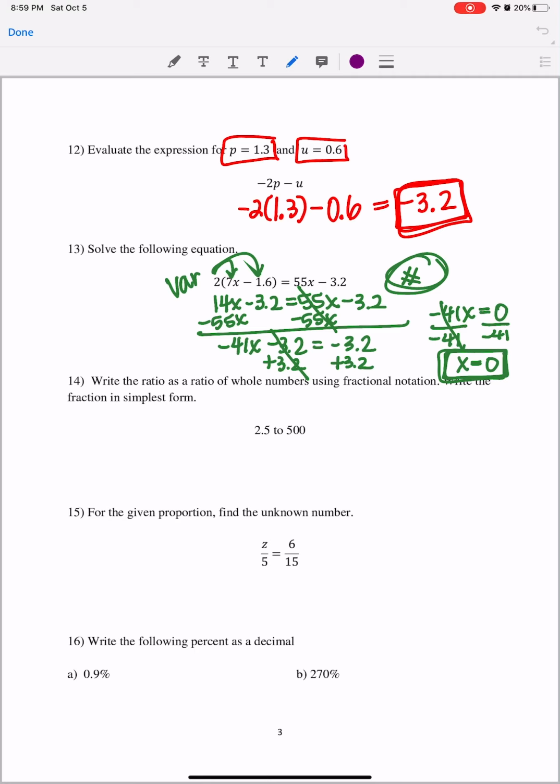14, write the ratio as a ratio of whole numbers using fractional notation. Write the fraction in simplest form. Again, even if it doesn't tell you simplest form, that's a given by now. So I need 2.5 to 500. So that means I have 2.5 over 500. It says I need to write this with whole numbers.